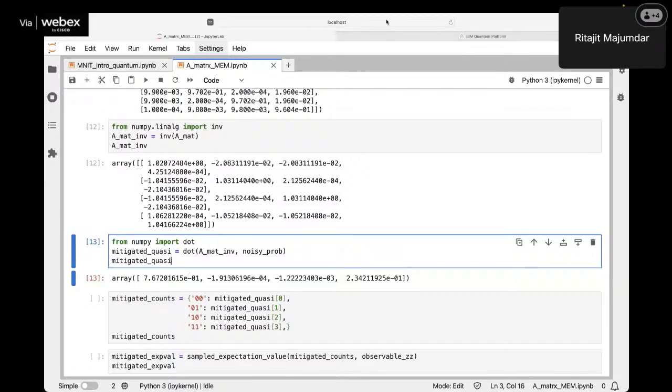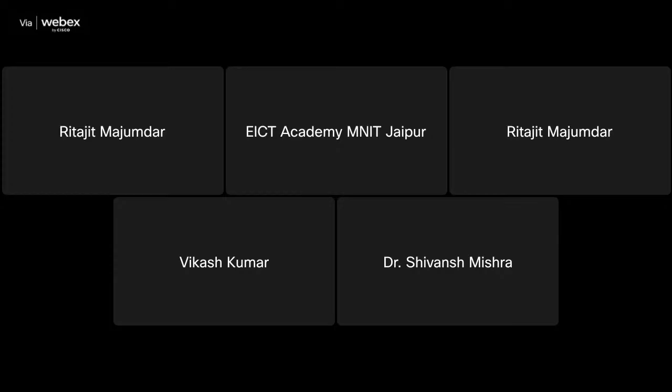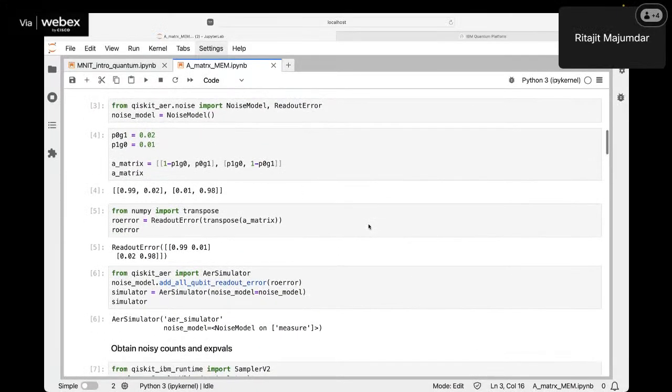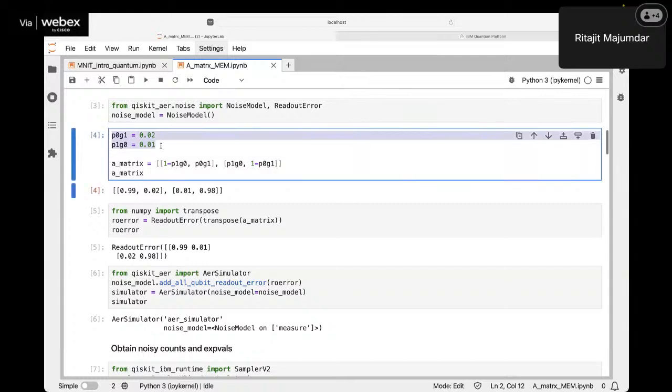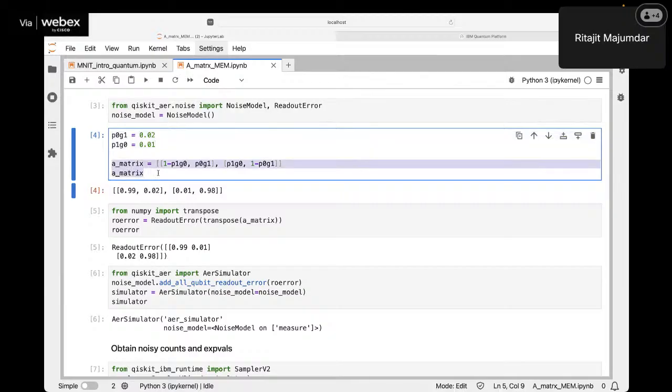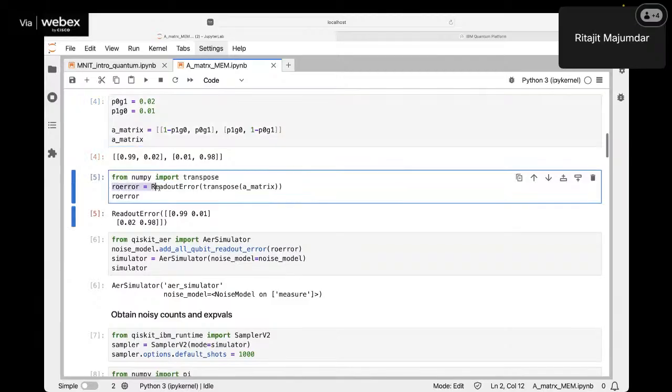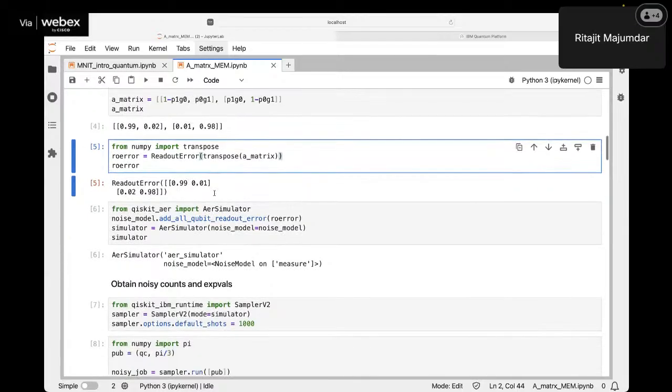Okay, but there was a question, I think. Please define noise model. Okay, sure. The noise model that we did here was the readout error, probability 0 given 1 and probability 1 given 0. I have created the A matrix just as we have seen, and I create this readout error object and pass in the noise information here. It creates this readout error. It takes the transpose of the A matrix. The A matrix is column stochastic, and it requires row stochastic, so we just transpose it.